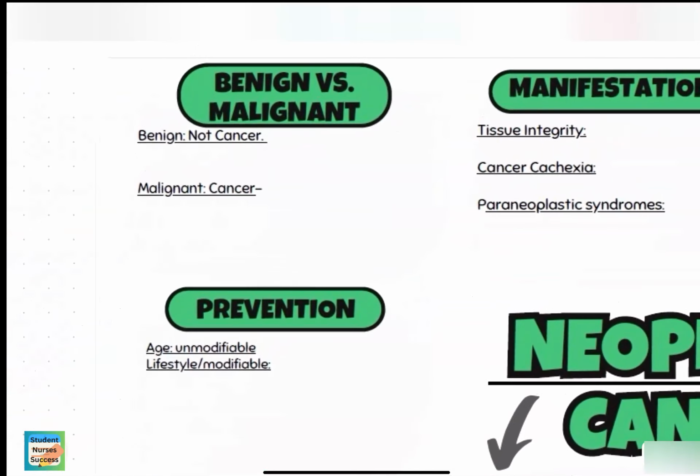Let's go up to the top here and talk about the terms benign and malignant. So really, what's the difference between benign and malignant? Benign means that there is a growth of cells, neoplasia, but that the growth is not cancerous. Benign cells or tumors have slow, controlled growth, and the cells still resemble the tissue and work as they should.